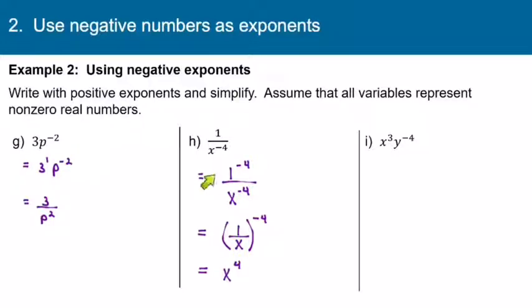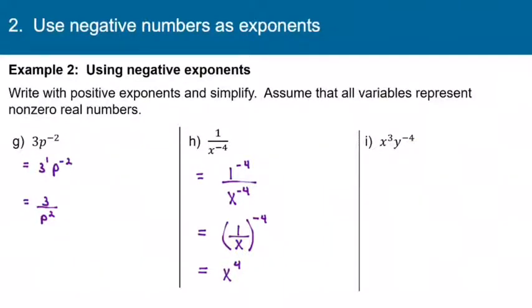Now, like I said, that's a little bit of a roundabout way of looking at this problem, and you'll get an easier way in a little while, but this is the only way we had available to us using the rules that we know so far. And then on part I, we have x to the 3rd times y to the negative 4th.